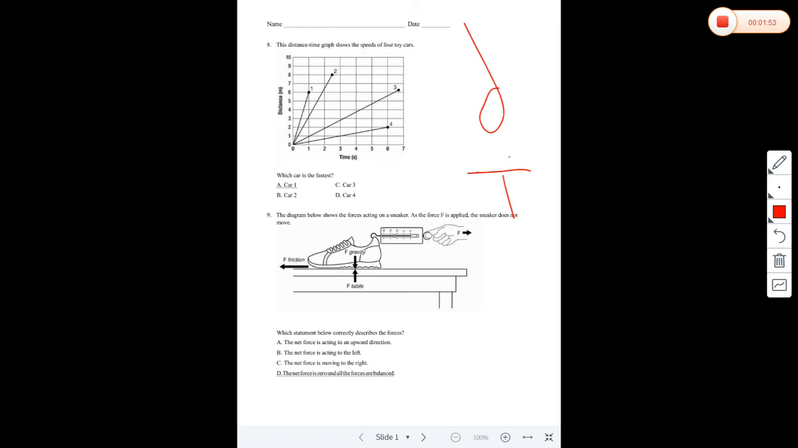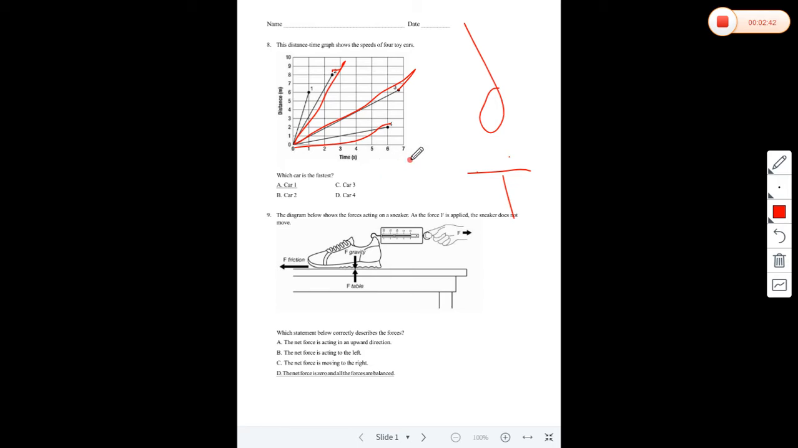Toy car number 1 starts from 0 and reaches 6. Toy car number 2 goes from 0 to 8. Car number 3 goes from 0 till maybe 6.2. The last car goes from 0 till 4. Which car is the fastest? We want to know which is the fastest car of the 4 toy cars.